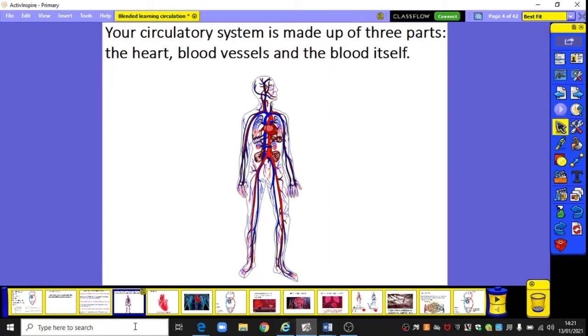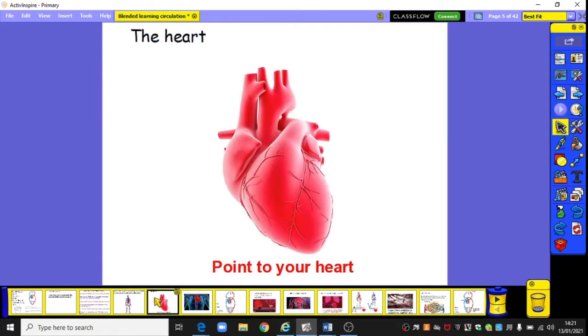So we'll start off with a little bit of a quiz to see if you can think about where your heart is and see if you can point to where your heart is now. See if you can find out where you think it is. You might even be able to feel it within your body.